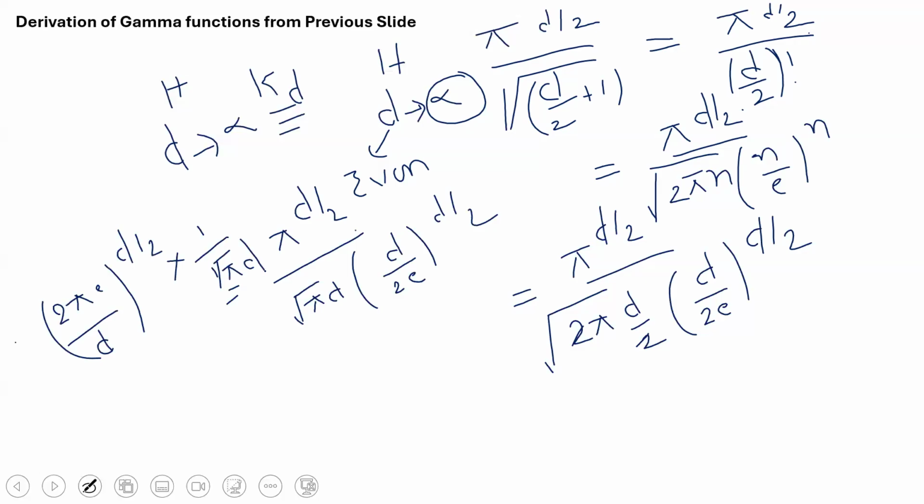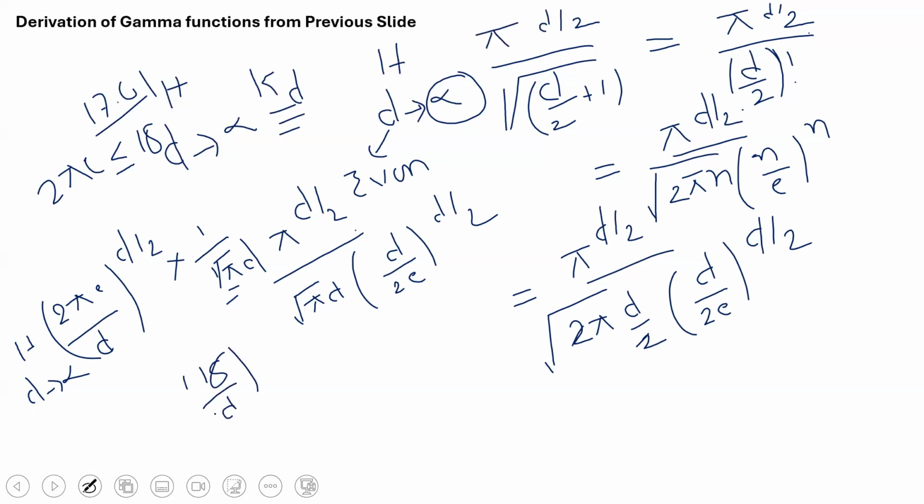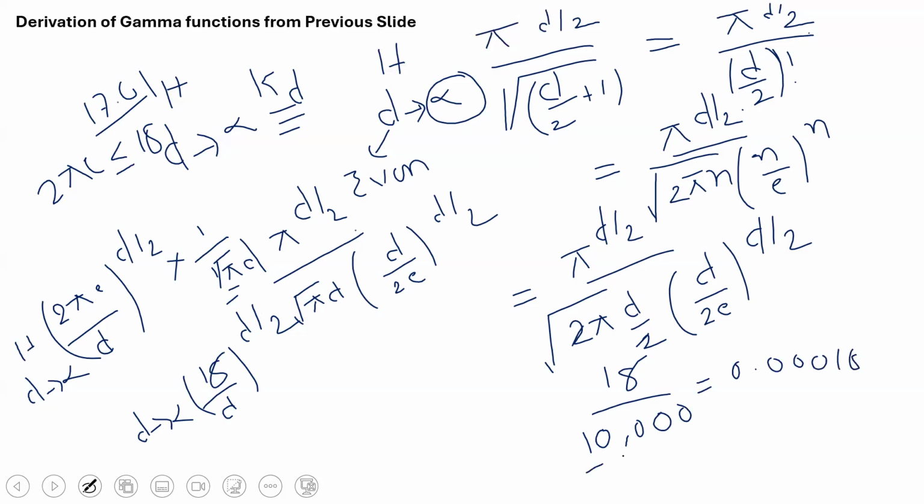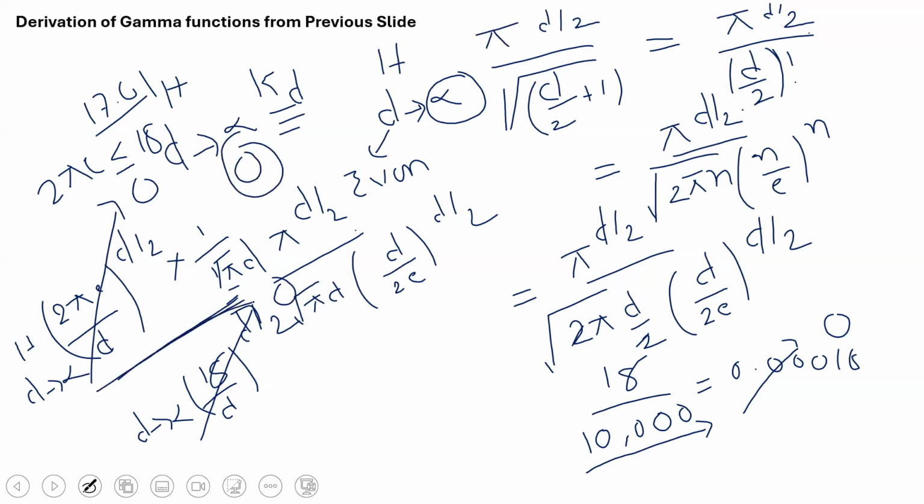Okay. So now I'm applying limit d tends to infinity. And we know 2 pi e is less than 18, it's coming somewhere around 17.08. So this is 18 by d whole to the power of d by 2. And d is very large. Let's take d as 10,000, right? When you take d as 10,000, what does this become? It becomes 0.00018. So as d keeps increasing, it is approaching close to 0. So this is 0, and 0 multiplied by anything will become 0. That is why kd is becoming 0, right?